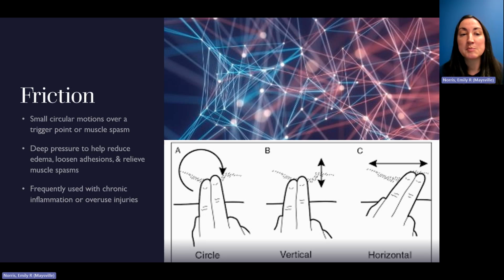Friction gives small circular motions over a trigger point or a muscle spasm. Deep pressure with a friction massage, the deep pressure helps to reduce edema, loosen adhesions, relieve muscle spasms. It's often used with chronic inflammation or with overuse injuries. And you can go in various directions. There's also the cross friction massage, which typically finds the adhesion and goes kind of perpendicular to the direction of the adhesion to break up some of those adhesions.